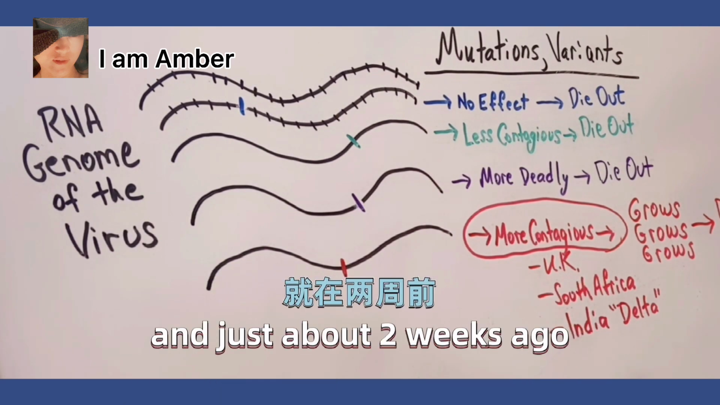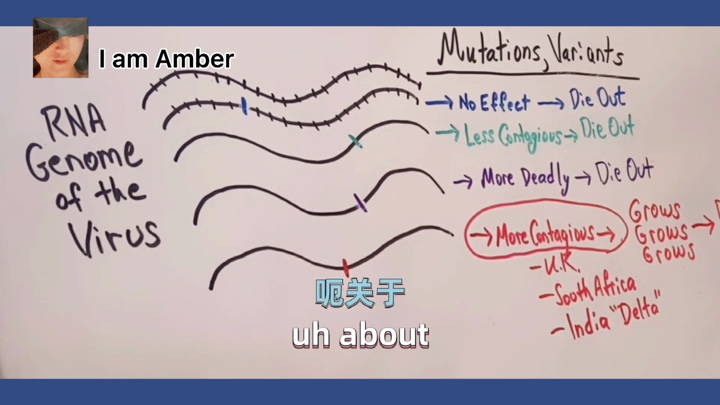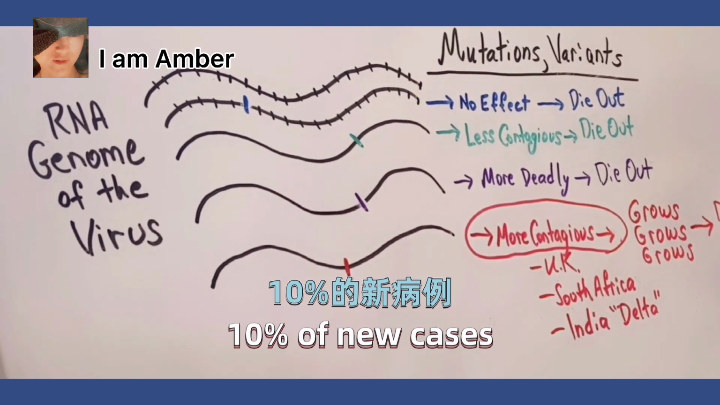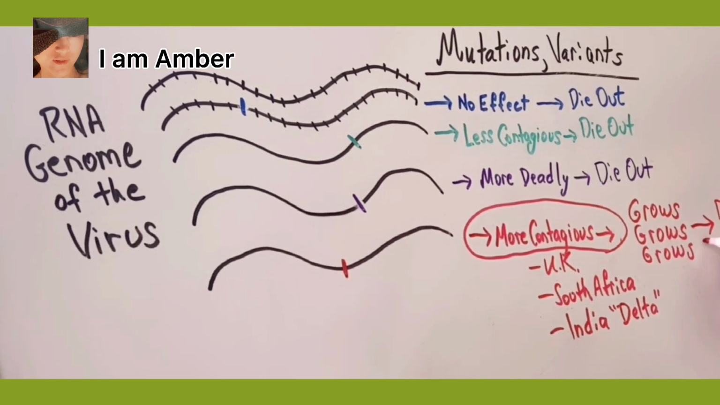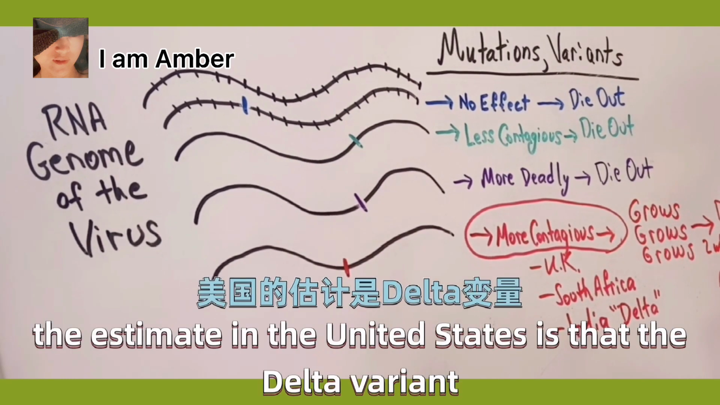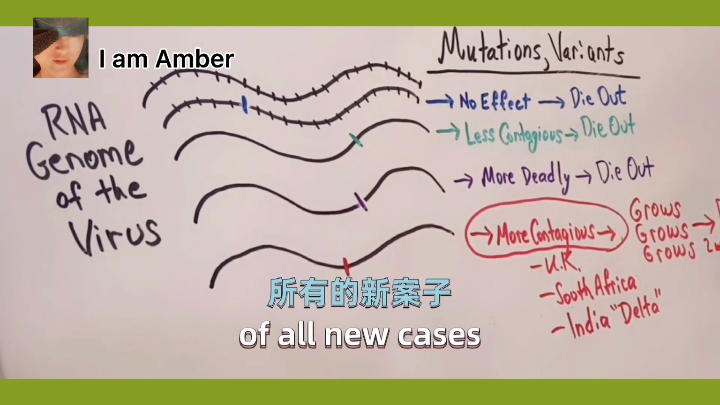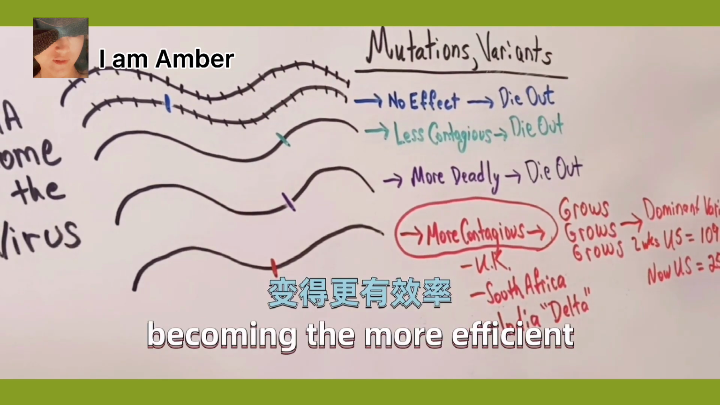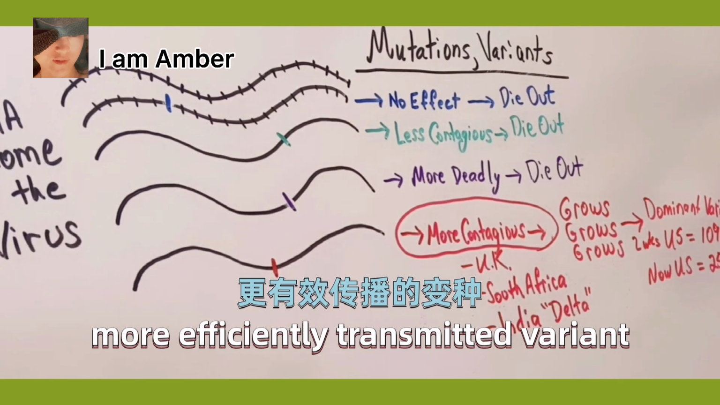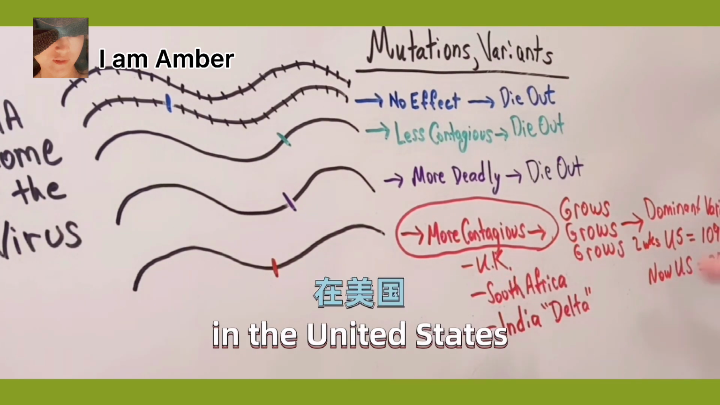And just about 2 weeks ago, in the United States, about 10% of new cases were this Delta variant, and now the estimate is that the Delta variant is probably somewhere around 25% of all new cases of coronavirus. So you can see that it is rapidly becoming the more efficiently transmitted variant, and it will not be long before it is the dominant strain in the United States.